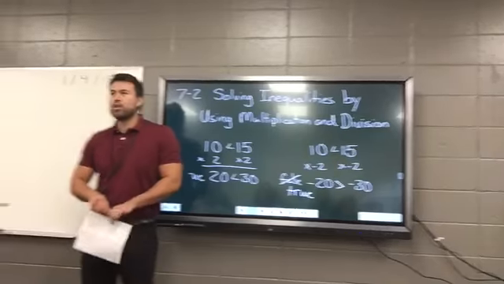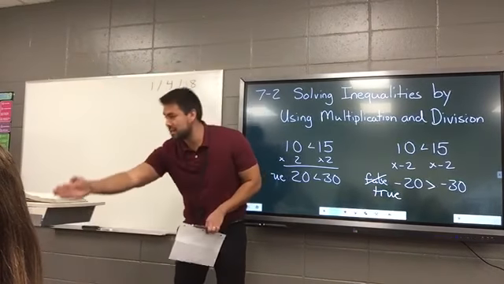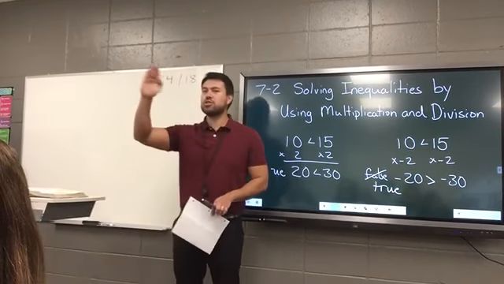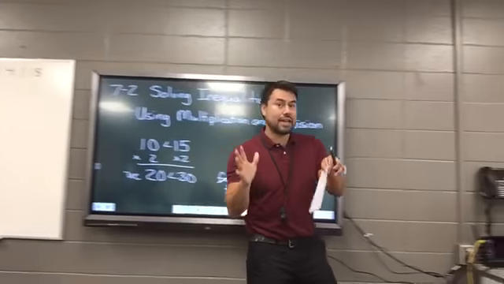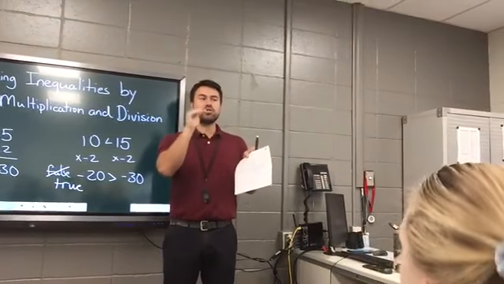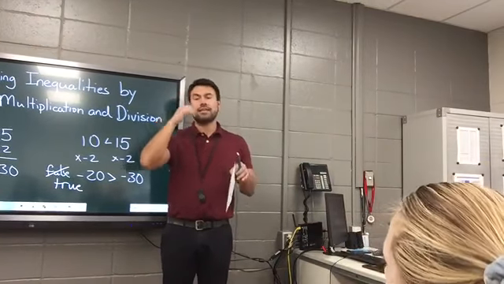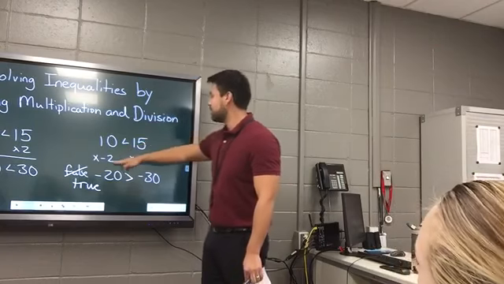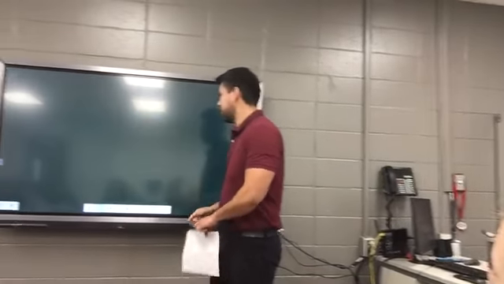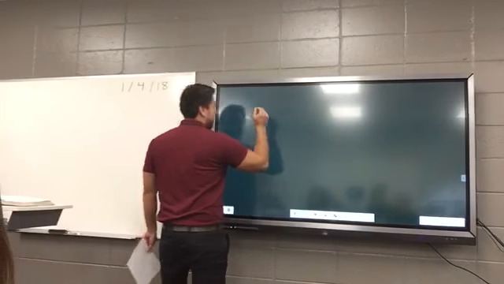Okay, when you multiply both sides by positive 2, did you change the truthfulness of the inequality? No. When you multiply both sides by negative 2, did you change the truthfulness of the inequality? Yes. We changed it from a true inequality to a false one. Okay, well, let's keep going.